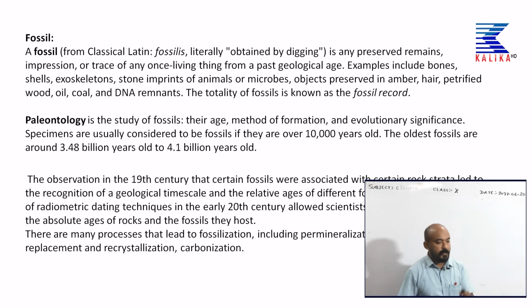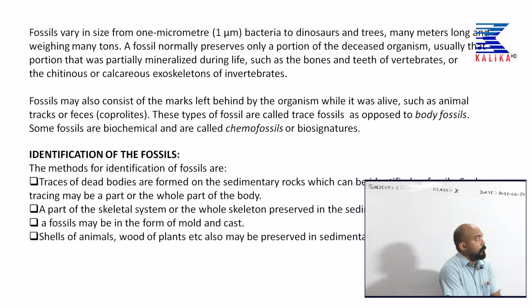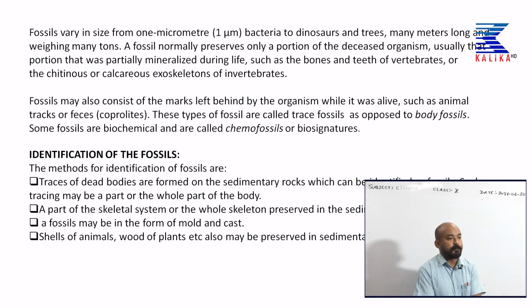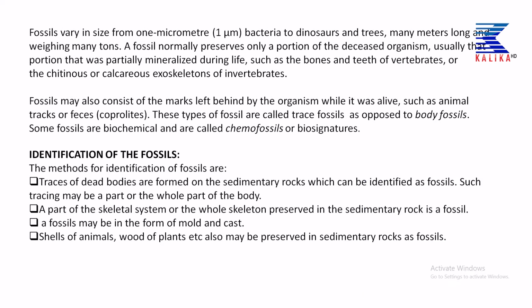In the next slide you can see that fossils vary in size. The smallest fossils are 1 micrometer, which are bacteria fossils found on the earth's surface, and the largest are animals like dinosaurs and trees, many meters long and weighing many tons. It means there is no fixed size for an animal to get fossilized.